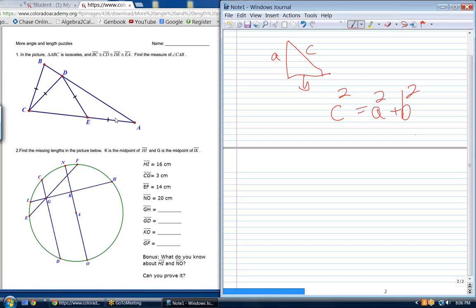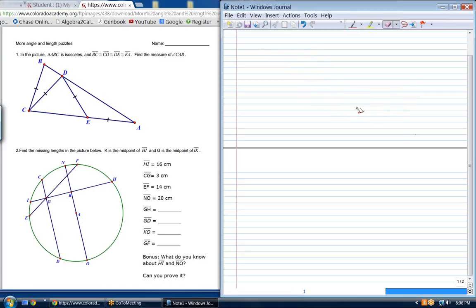Well, let's think about this for a moment. Maybe more than a moment. Trying to figure more angle and length puzzles. Do you have any thoughts on this? I mean, it's not going to be a number, right? No, it will be a number. A specific number? I think so, yeah.